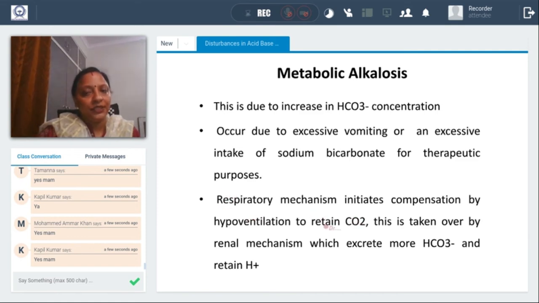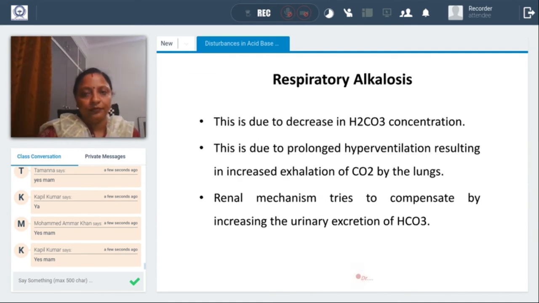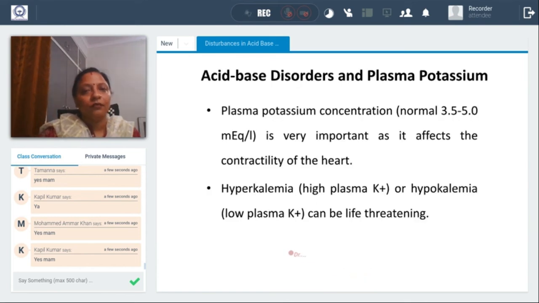Respiratory mechanism initiates compensation by hypoventilation, you all know, to retain CO2. This is taken over by the renal mechanism, which excretes more bicarbonate ions and retains hydrogen ions. What is respiratory alkalosis? This is due to decrease in H2CO3 concentration. This is due to prolonged hyperventilation resulting in increased excretion of CO2 by the lungs. Renal mechanism tries to compensate by increasing the urinary excretion of bicarbonate ions.